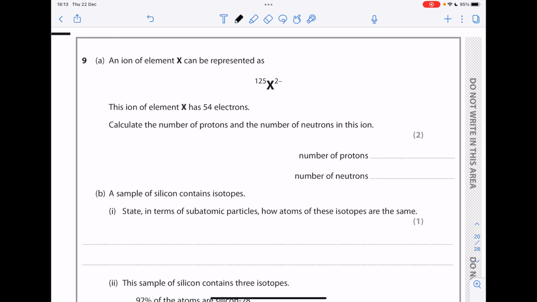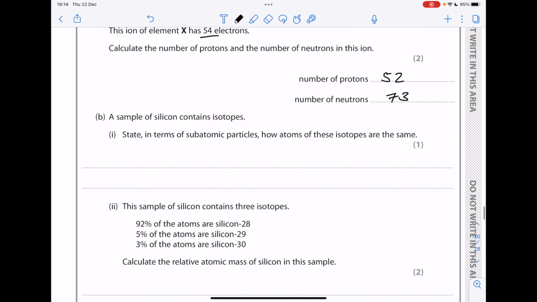An ion of element X has 54 electrons. Calculate the number of protons and the number of neutrons in this ion. So the main thing here is to notice that 2 minus charge. It means it has therefore 2 more electrons than protons. So we can therefore infer that it has 52 protons. And then to find the number of neutrons, we do the mass number 125 minus that proton number that we've just calculated to get 73.